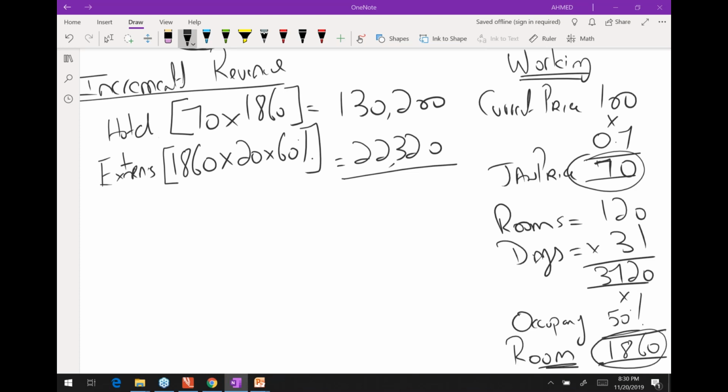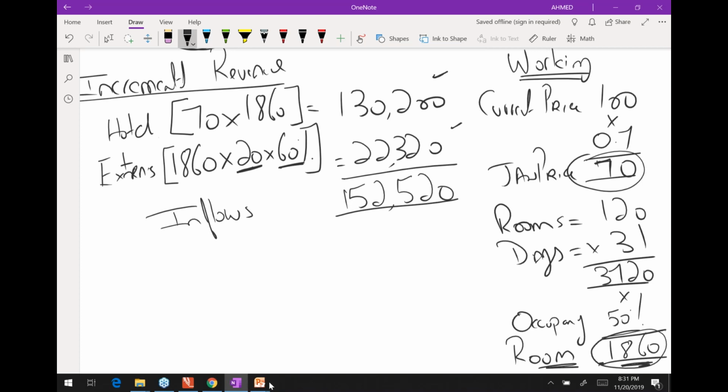So the total incremental inflow of opening in January will be 152,520. Okay, so this is 1860, 20 is the extra revenue per night, and 60% is the contribution. So this is the incremental extra income. This is the incremental hotel income, and this is the total inflows.